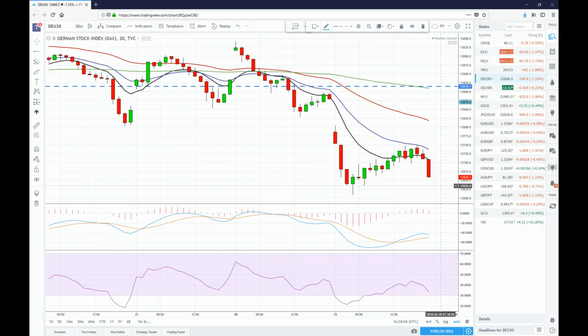So that's, and I'm talking again way too much. Guys, if that's okay with you, I will be going a little bit over time. Let's have a look at WTI. Let's have a look at crude oil.